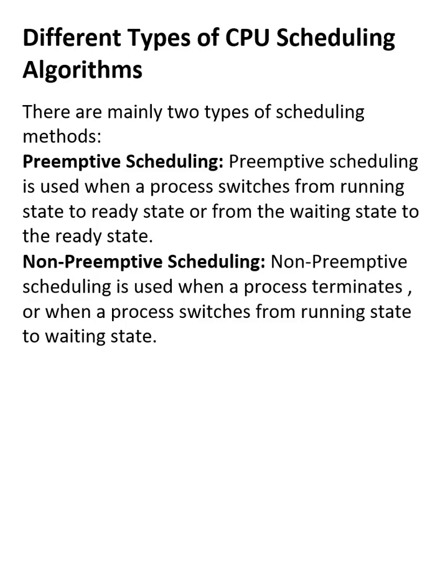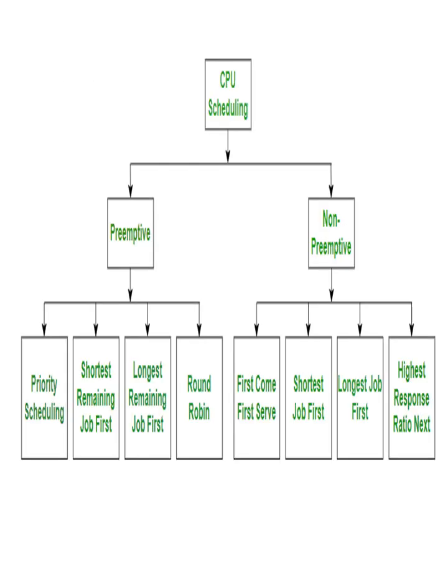Non-preemptive means once it takes a task, it will complete it first, then go to the next process. That is called non-preemptive scheduling. Here we will see some non-preemptive and preemptive scheduling algorithms. This is a graph of CPU scheduling, preemptive and non-preemptive. What comes under preemptive? Priority scheduling, round robin, shortest remaining time first, and longest remaining time first. Non-preemptive: first come first serve, shortest job first, longest job first, and highest response ratio next.